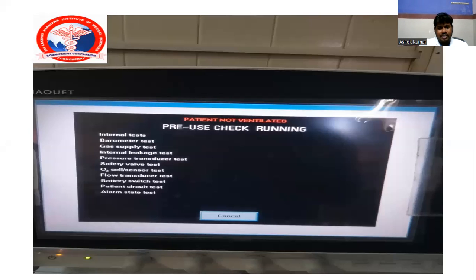This is the pre-use check, with the following parameters to be tested. First will be the internal test, next the barometer test, next the gas supply test, then the internal leakage test, then the pressure transducer test, then the safety valve test, then the oxygen cell as well as oxygen sensor test, then the flow transducer test, then the battery switch test, then the patient circuit test, then the alarm state test.